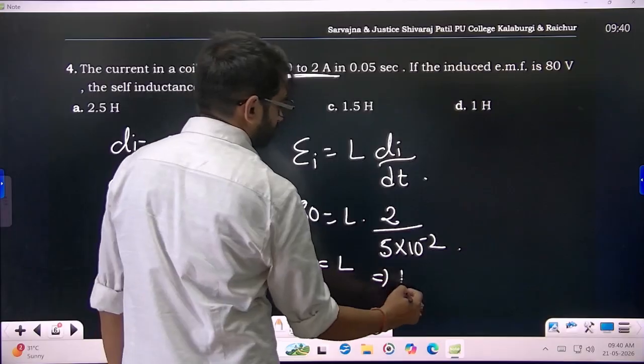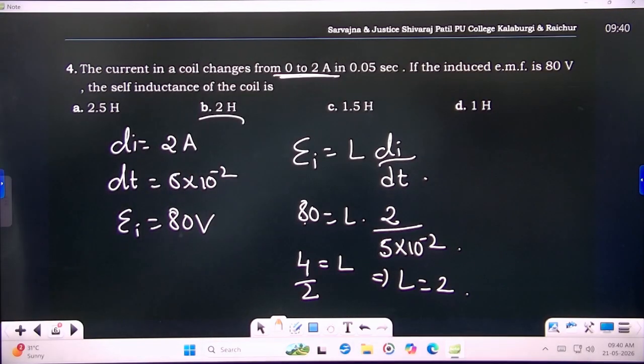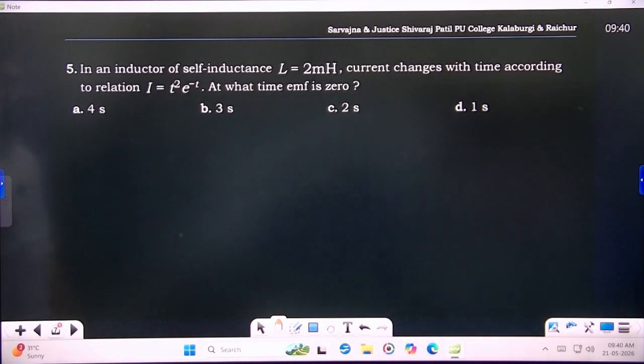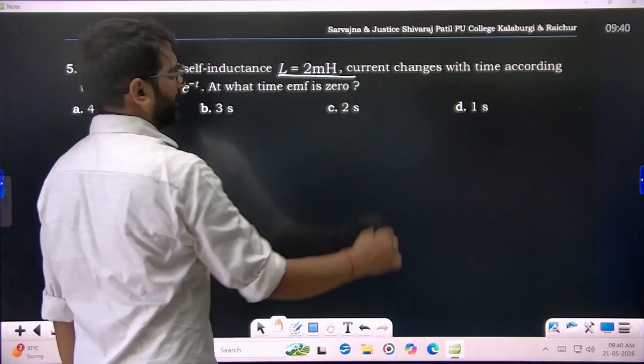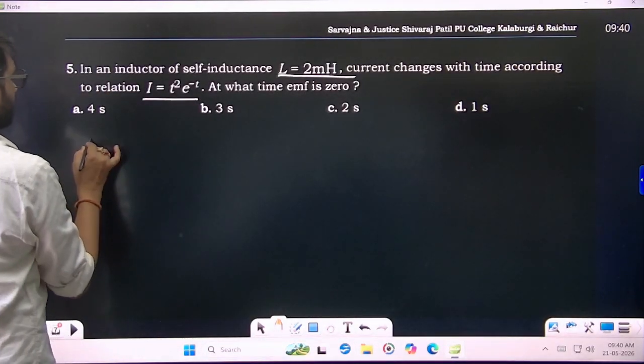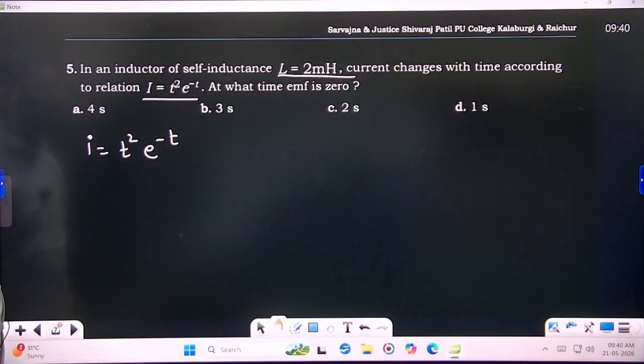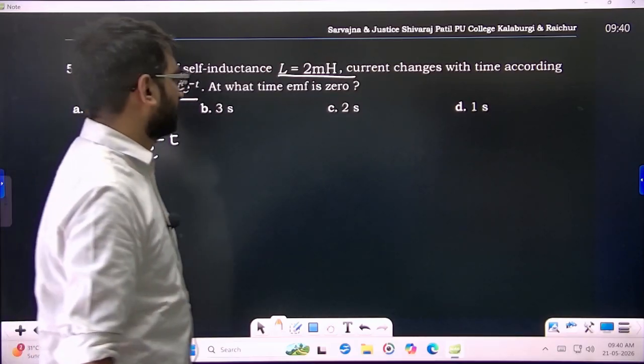So this is 2 Henry. Next. In an inductor of self-inductance 2 millihenry, current changes with time according to the relation given here. At what time is the induced EMF 0?